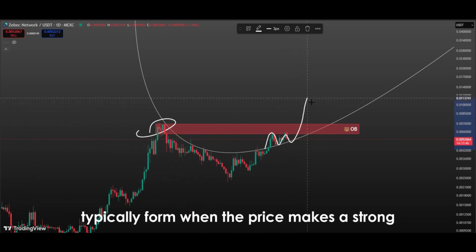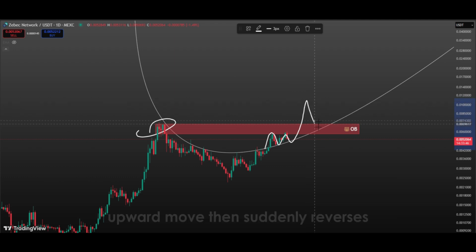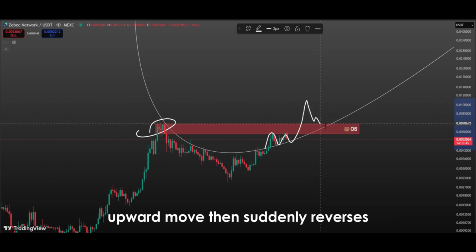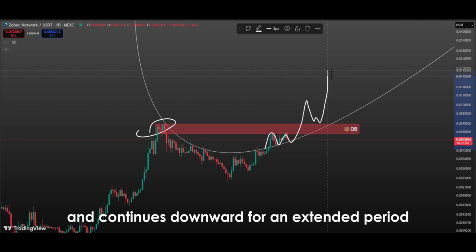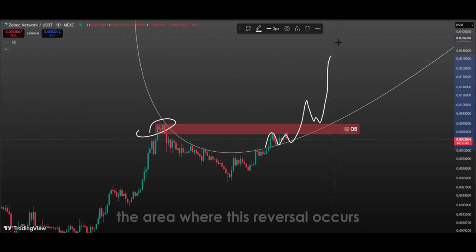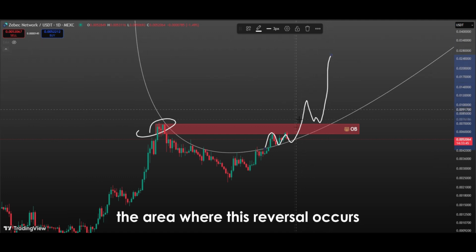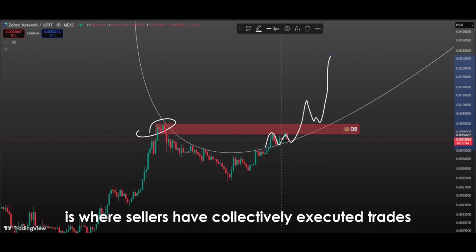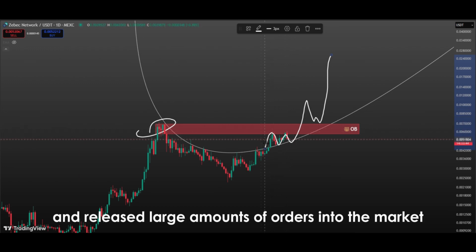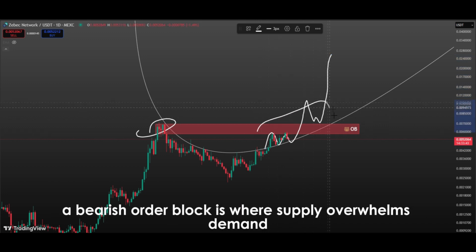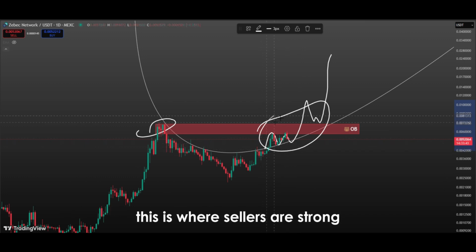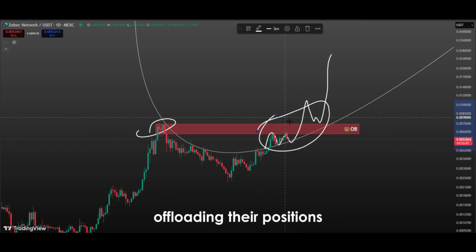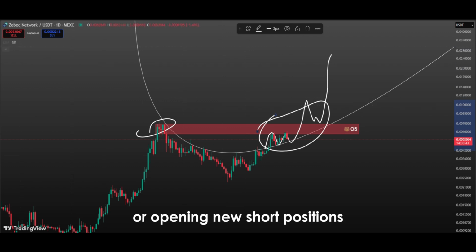These blocks typically form when the price makes a strong upward move, then suddenly reverses and continues downward for an extended period. The area where this reversal occurs is where sellers have collectively executed trades and released large amounts of orders into the market. A bearish order block is where supply overwhelms demand. This is where sellers are strong, offloading their positions or opening new short positions.